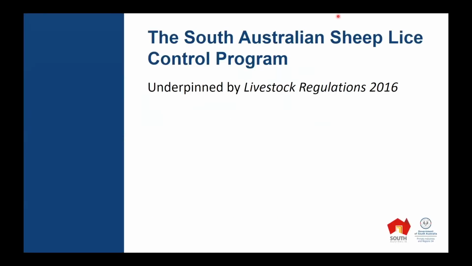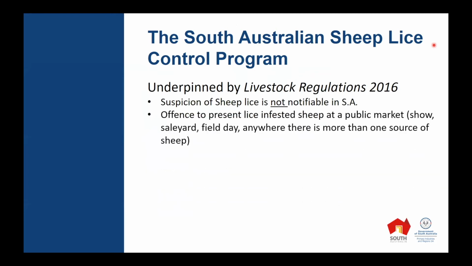So our control program in South Australia is underpinned by the livestock regulations. Suspicion of sheep lice is not notifiable. It used to be, but it's not now. So if you think you've got sheep lice, you don't have to run off to the department and let them know. But it is an offence to present lice-infested sheep at a public market.